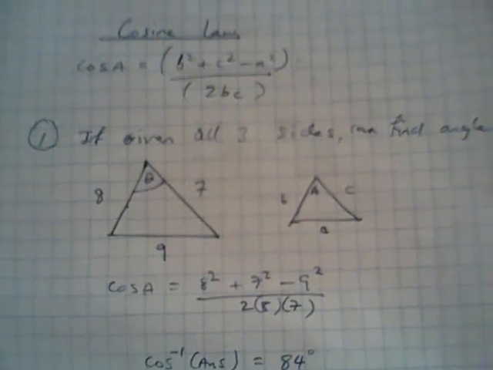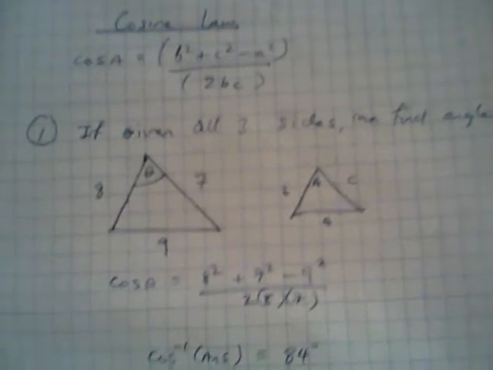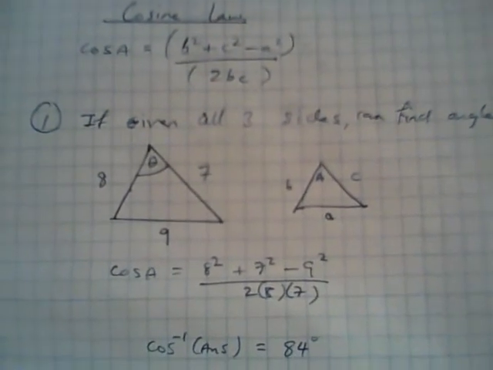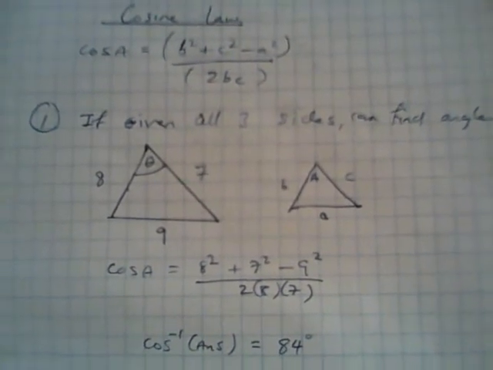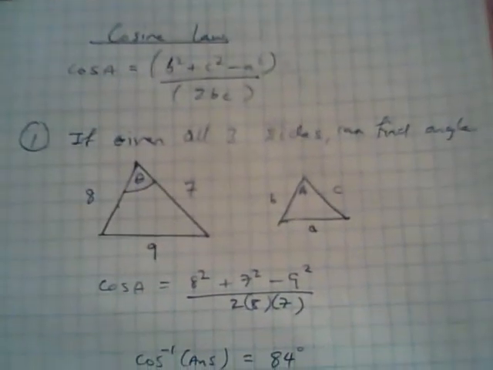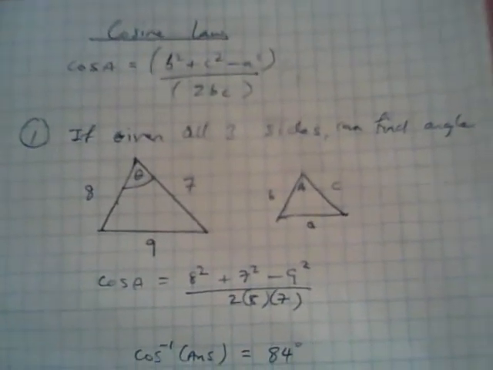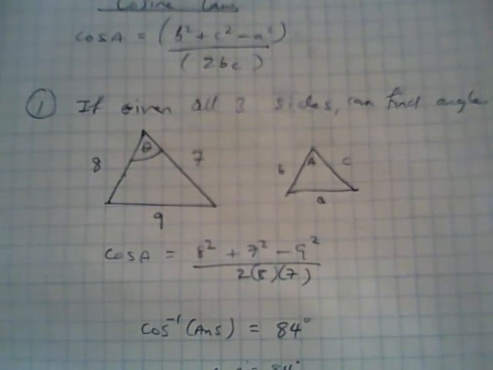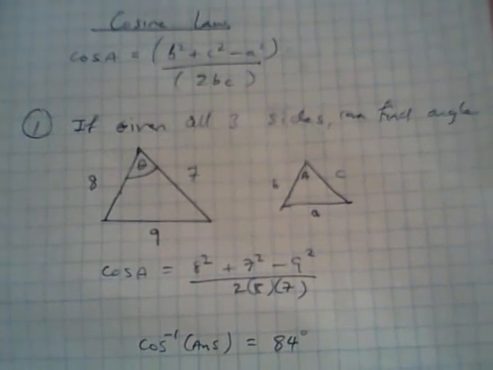Cosine law is a law that can be used in any triangle to find an angle if you've been given all three sides. That's definitely the most recognizable situation for cosine law. You've got no angles, but you've got three sides. Let's look at that example first of all.